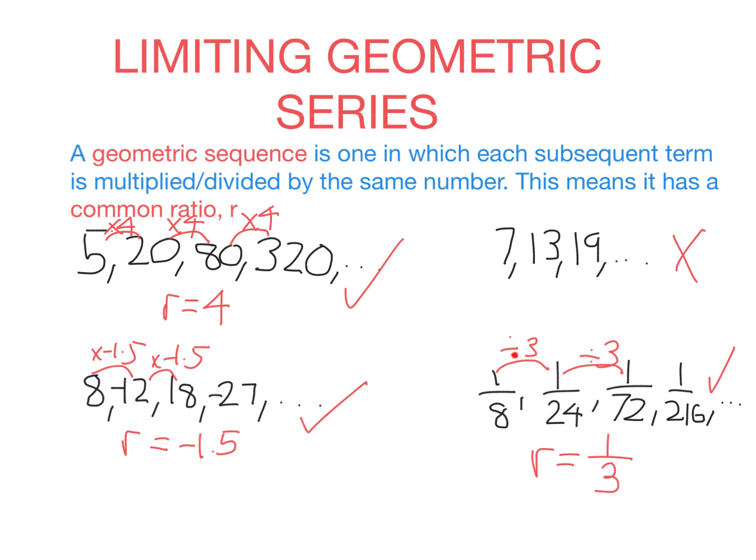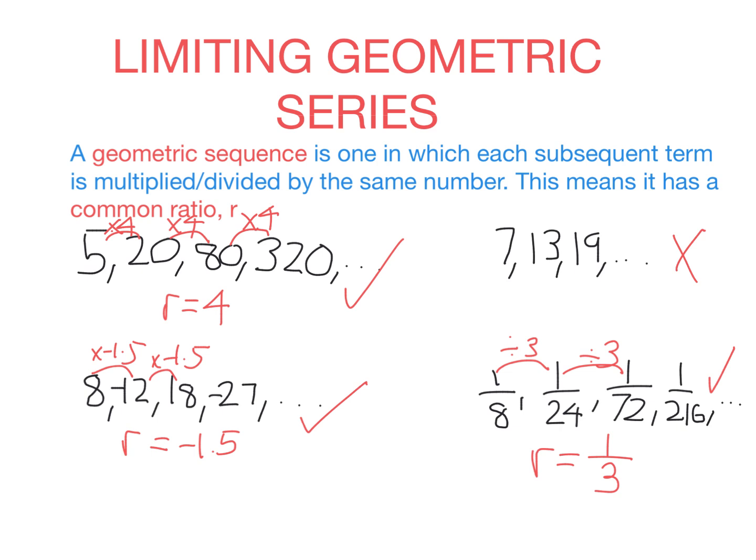Of course, dividing by 3 is the same as timesing by a third. So this is geometric. r is a third because if you start at any term, you times by a third to get the next term, and then times by a third to get the next term, and so on. So that's what makes a sequence geometric.